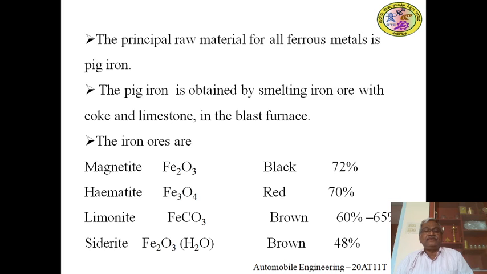CaO is lime, so it is floating on the molten iron. This floating lime carries along with it the other impurities present in the iron ore. They will also be floated along with the lime over the molten iron. That slag is taken out separately. The molten iron is taken into molds known as pig. So that is why that iron is called pig iron.